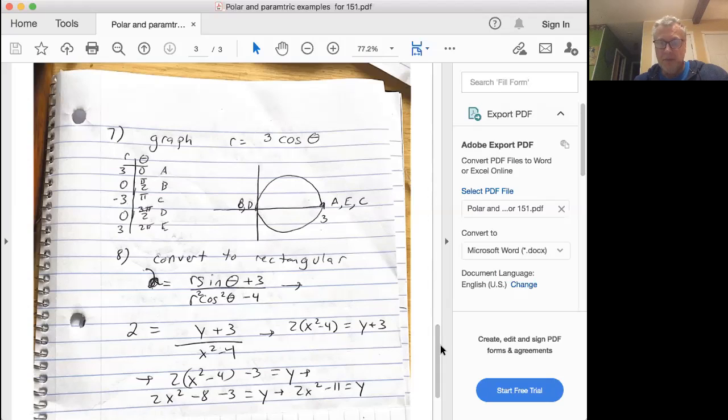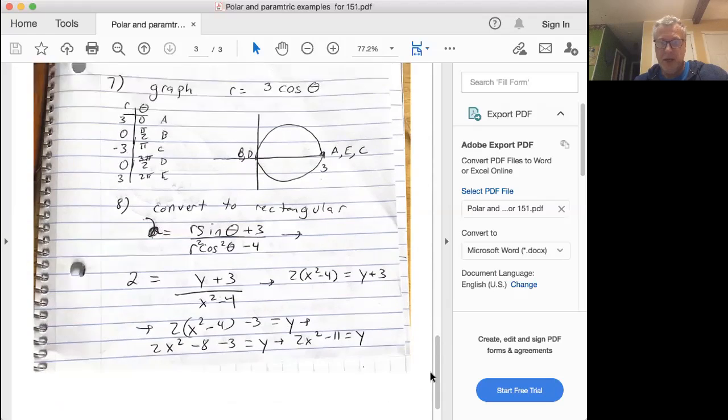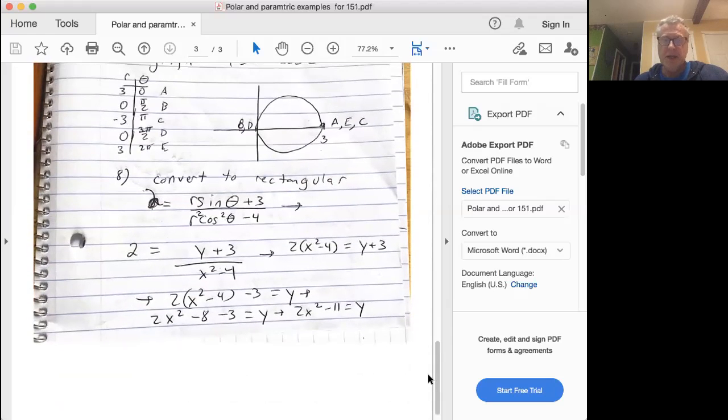And then to convert, let's convert this polar function to rectangular. We have 2r sine theta plus 3 over r squared cosine squared theta minus 4. So anytime we see an r sine theta, it's a y. Anytime we see an r cosine theta, it's an x. Since r squared cosine squared theta is all squared, it'll be x squared. So we have y plus 3 over x squared minus 4.